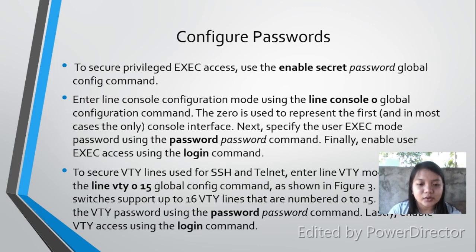Secure VTY lines used for SSH and Telnet. Enter line VTY mode using the line vty 0 15 global config mode command. It is 15 because in programming we start at 0 and the line VTY has 16 ports, so it is from 0 to 15. Many Cisco switches support up to 16 VTY lines, so that's why it's 0 to 15. Next, specify the VTY password using the password command. Lastly, enable VTY access using the login command.